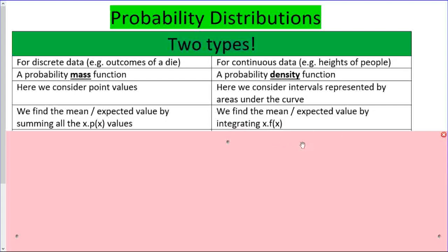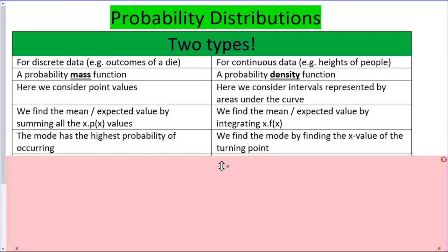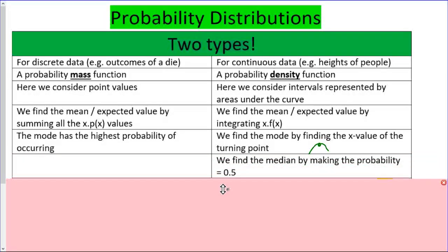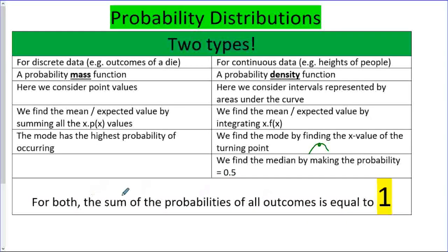And we find the mean or expected value of a probability density function by integrating, which is effectively summing as well, x times our probability function. The mode has the highest probability of occurring in either, and on a probability density function, we find the mode by finding the x value of the turning point of the function. That's the highest probability of occurring. We find the median by making the probability equal to 0.5. A really crucial thing with all probability distributions is the sum of the probabilities of all outcomes is equal to 1. Right, let's look at an example of each.